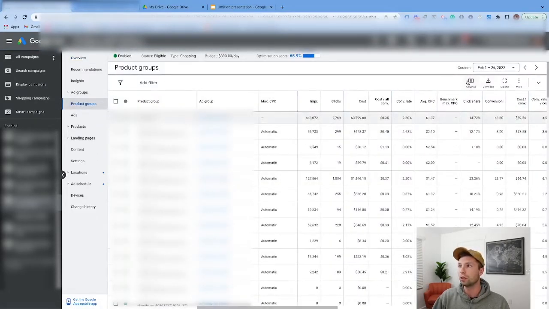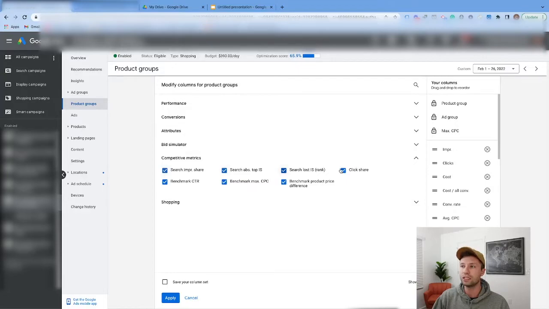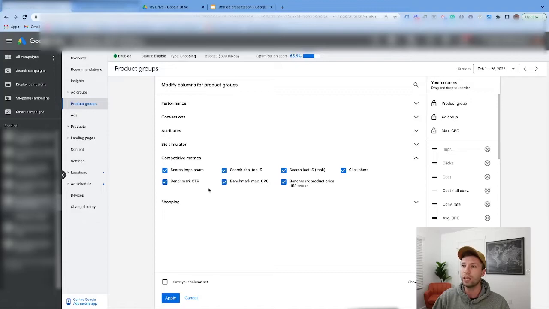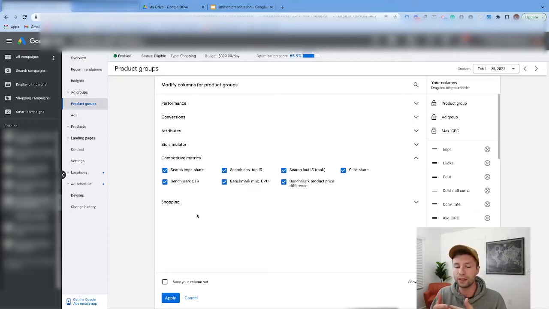You're going to go to columns, and you want to modify your columns, and make sure that you grab these competitive metrics and pull in all of these different metrics right here. Your search impression share, absolute top impression share. But the most important one here is the benchmark price or benchmark product price difference. This will show you the price that you're listing your items at compared to what other competitors are showing up.